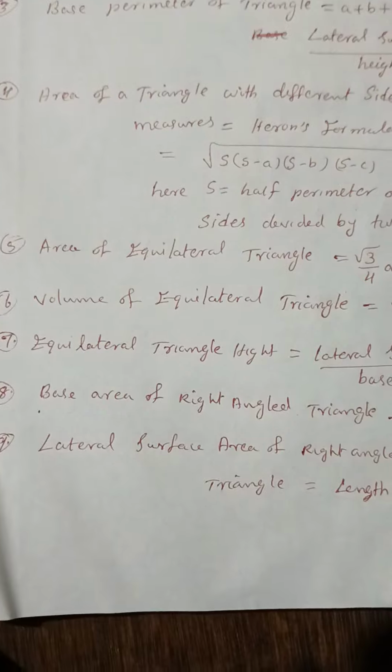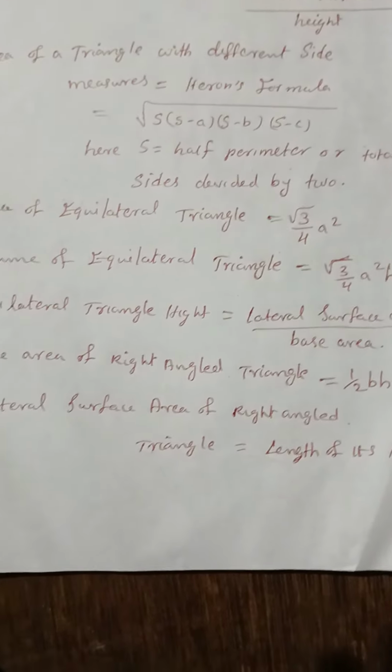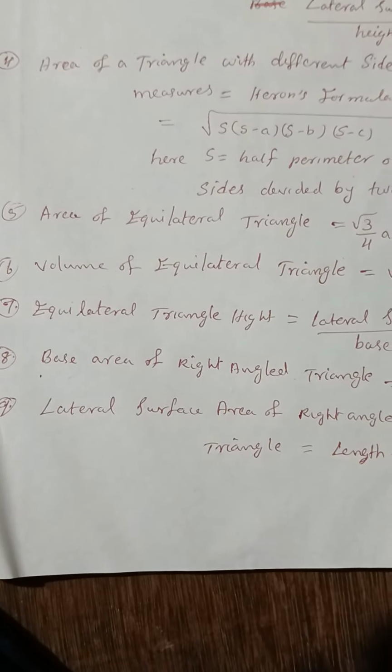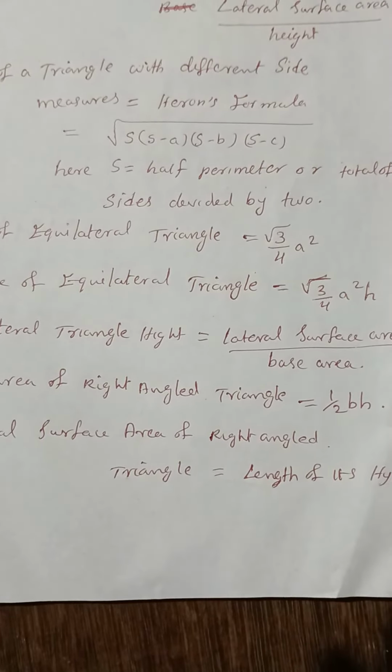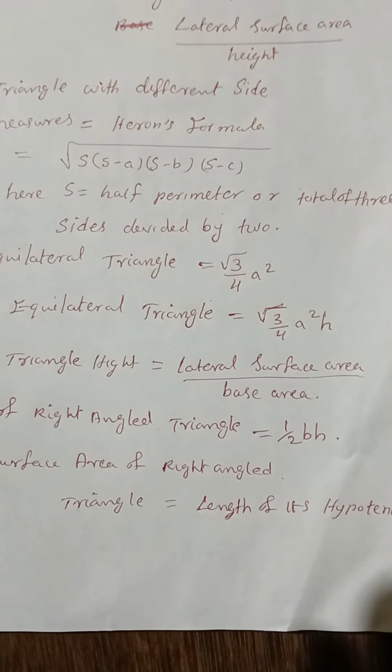Next, base area of right angled triangle is equal to half BH. Next, lateral surface area of a right angled triangle is equal to length of its hypotenuse.